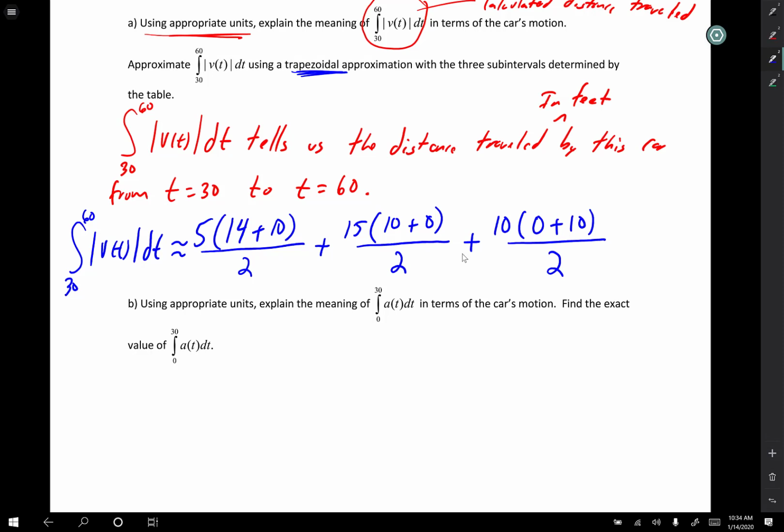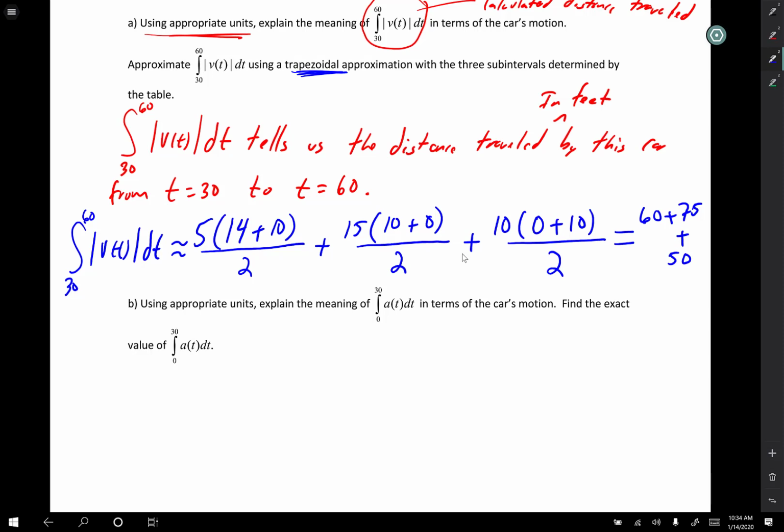All right. Let's evaluate. Now I can put an equal sign on the right-hand side of all this because this is what all this stuff equals. All right. 14 plus 10 is 24. 24 divided by 2 is 12. And 12 times 5 is, I think that's 60, so I'm going to put 60. Plus, 10 divided by 2 is 5. And 15 times 5, 15, 30, 60, 75. Is it 75? Plus, and then 10 divided by 2 is 5 again. 5 times 10 is 50. All right, let's add them all up.